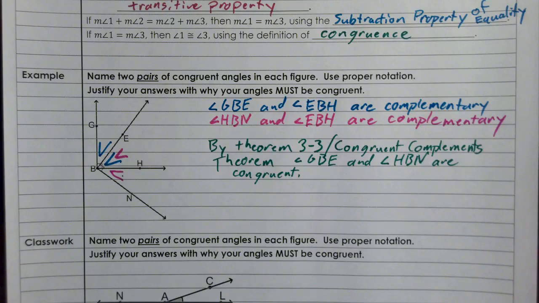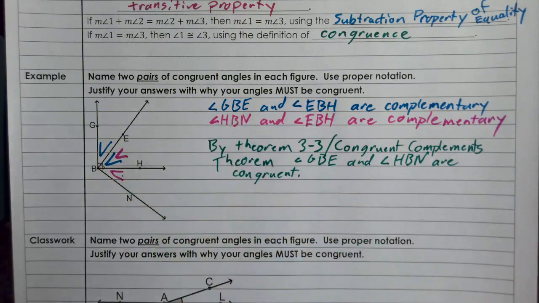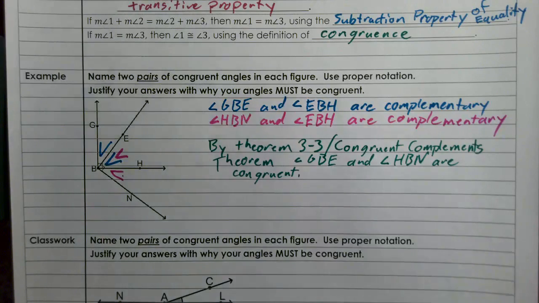The other pair is something that's a little bit more obvious, but it's this idea that we've got these two right angles right in there. And if those are both 90-degree angles, they've got to be congruent to each other because they have the same value. This is a theorem that we're going to prove in just a second.